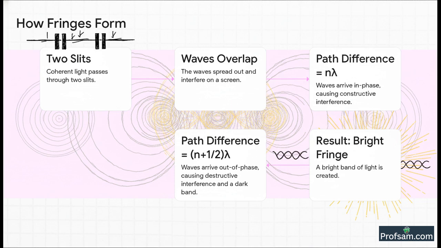on a screen. Now, wherever the condition for constructive interference is met, that path difference of n lambda, you get a bright band. And wherever the destructive condition is met, path difference of n plus 1/2 lambda, you get a dark band. And this just repeats, creating that distinct pattern of alternating bright and dark lines.